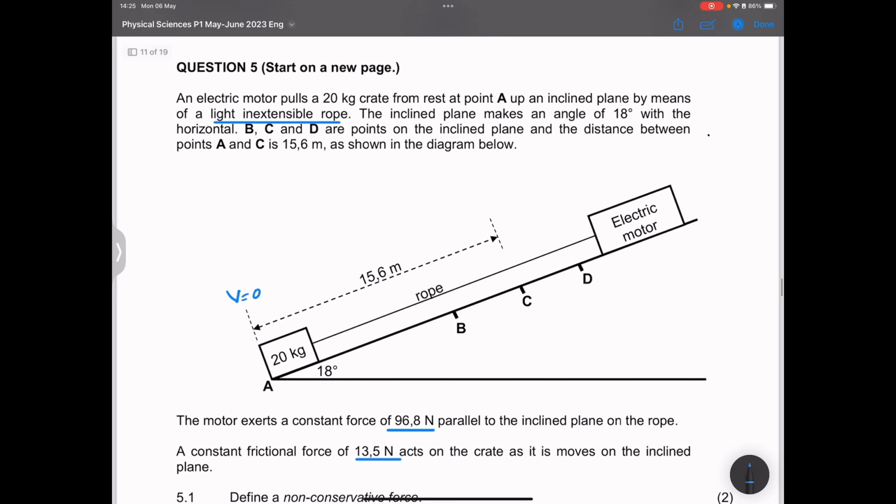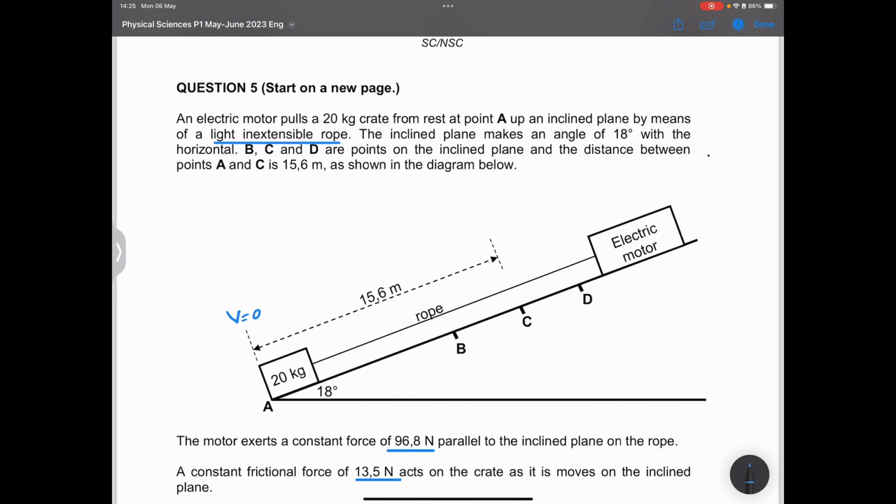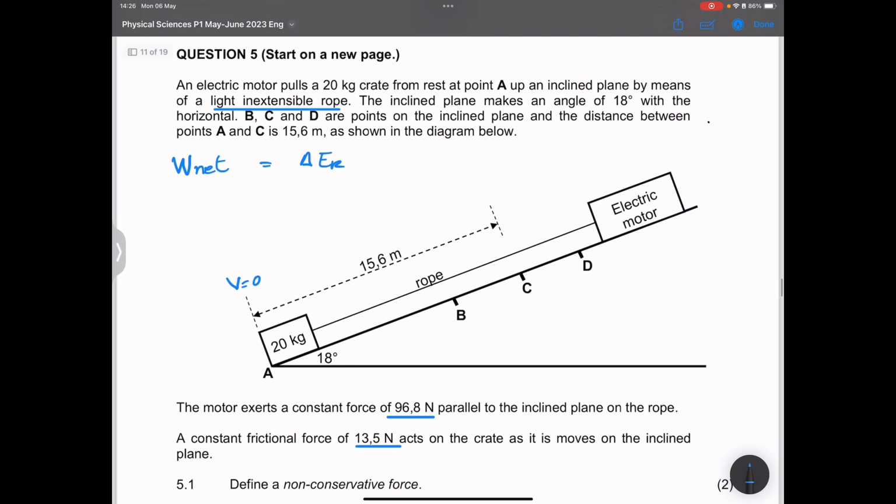Now, ladies and gents, I'm going to use my work energy theorem. Now, I know that the net work done will be equal to the change in kinetic energy, right? We're looking for the velocity when it gets to that point C there, right? And I know that it actually is going up, so which means the forces that are winning must be the forces that are actually going up. Now, what are the forces that are acting on the trolley, right? So firstly, I know that I've got the applied force, so I'm going to put that there. I've got the force that is applied.